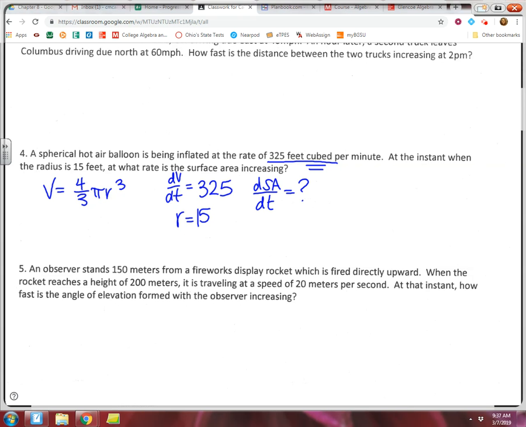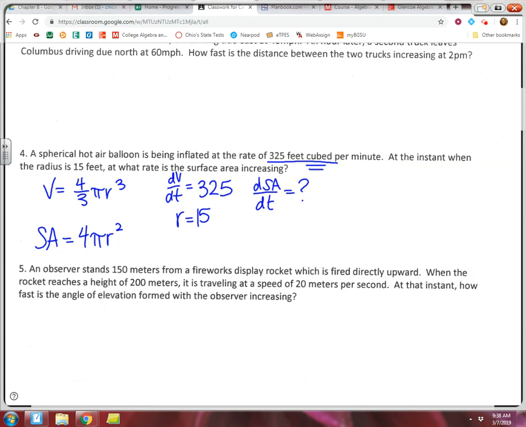Now, here's my issue with this, Amanda. Your static equation is for volume. And I have dV dt, so I need that. But I'm being asked about the surface area, so we're also going to need a surface area formula. Do you have the surface area formula for a sphere? Perfect. Surface area is 4 pi r squared.